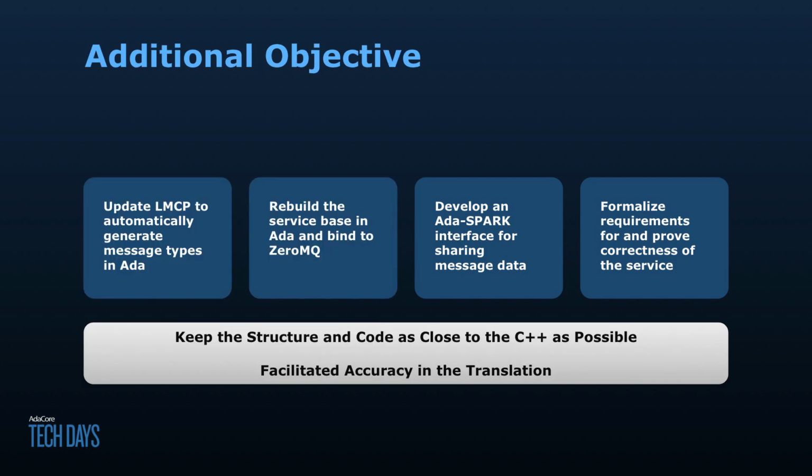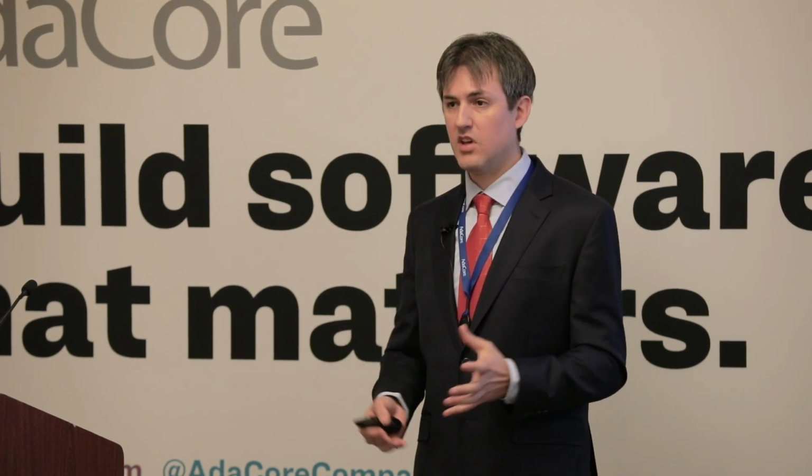Through all of this effort, we had an additional goal, which was to keep the fundamental structure of the code as close to the original C++ as possible. The reason we did this is because we wanted to make sure that if there was any kind of error in the output of our Spark and Ada implementation, it would be easy for us to go back to the C++ and identify the source of that error. At the same time, this complicated the proof, and I'll speak a little bit more about that later.